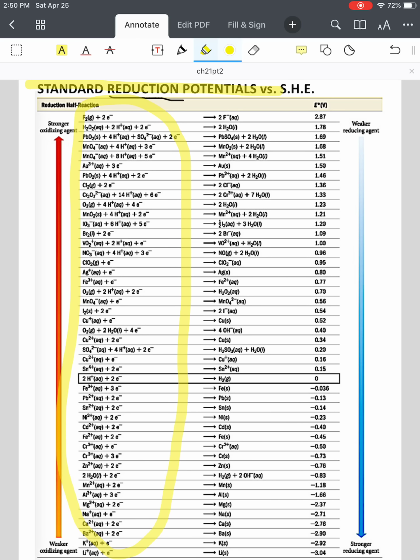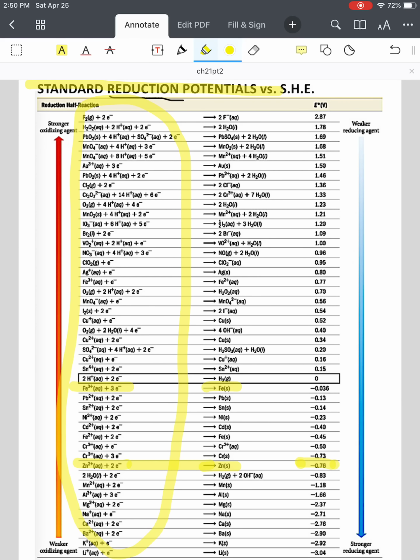Okay? Like you can see here, we have iron 3 plus 3 electrons going to the solid. We have zinc 2 plus going to zinc solid. That's the one we just talked about, isn't it? Notice there's a negative 0.76 down here. That was that number that we decided was the voltage that the voltmeter read. Okay, so no surprise, we see the negative 0.76.